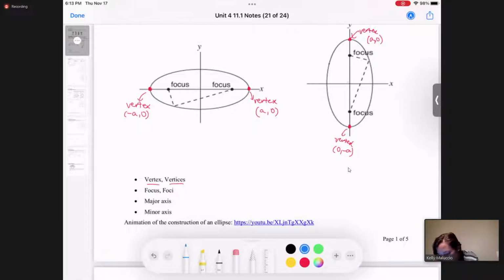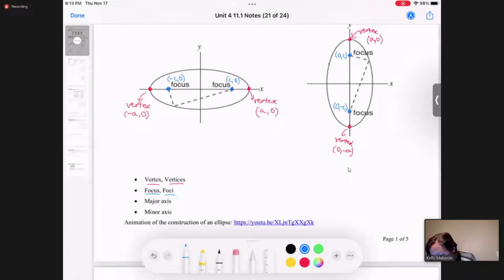Now, if we want to talk about focus and foci, they're labeled here. It's these 2 points and these 2 points, right? And those are the focus points. Let's call them c comma 0 and negative c comma 0. Basically, we're taking 2 points that are equidistant away from the center. So this one might be 0 comma c, and 0 comma negative c. Okay.